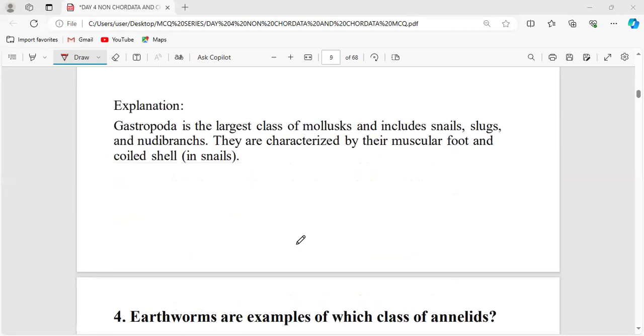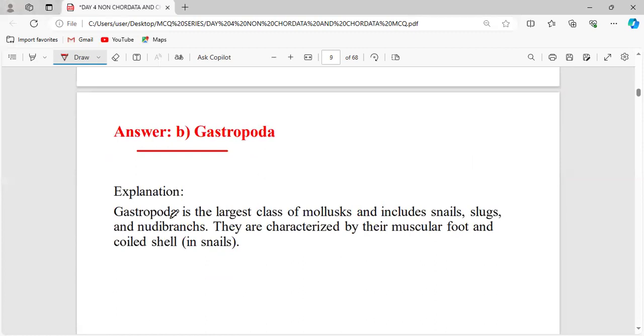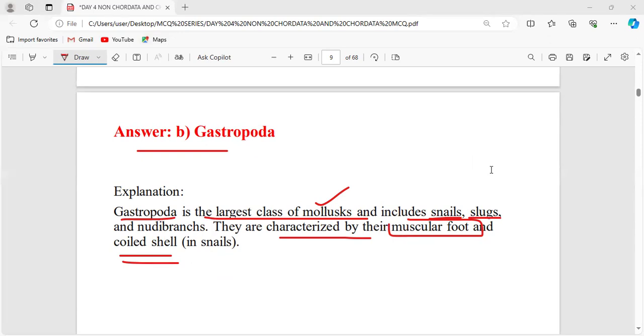And the explanation is very important. You have to read that. See, gastropoda is the largest class of mollusca. That is the one which includes snails and slugs. They are characterized by their muscular foot and the coiled shell. And this torsion and detorsion is happening through which system? You are saying that gastropoda is the one undergoing torsion and detorsion. In this process, which physiological system is involved in this particular twisting?